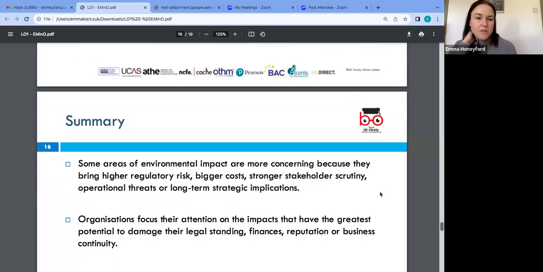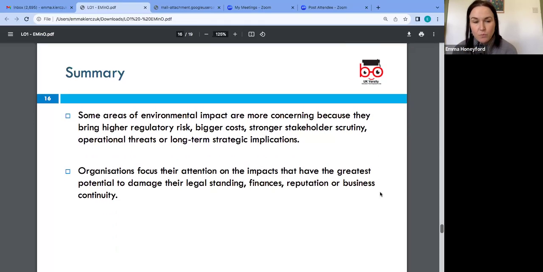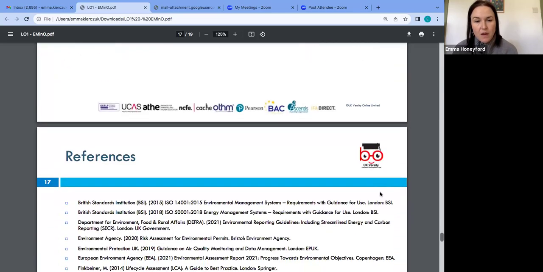To summarise, some areas of environmental impact are more concerning because they bring higher regulatory risk, bigger costs, stronger stakeholder scrutiny, operational threats, or long-term strategic implications. That's something to think about at an organisational level. Why does it matter? Why should sustainability and environmental protection matter for organisations? That's a really good summary there, Dahlia. Organisations focus their attention on the impacts that have the greatest potential to damage their legal standing, finances, reputation, or business continuity. Okay, we have come to the end there.